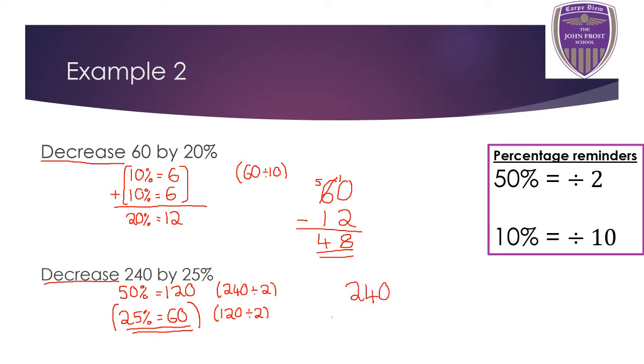So 240 take away 60. 0 take away 0 is nothing. 4 take away 6, I can't do that. I have to borrow 1 from the 2. So 14 take away 6 is 8. And 1 take away nothing is 1. So the final answer for decreasing 240 by 25% is 180.